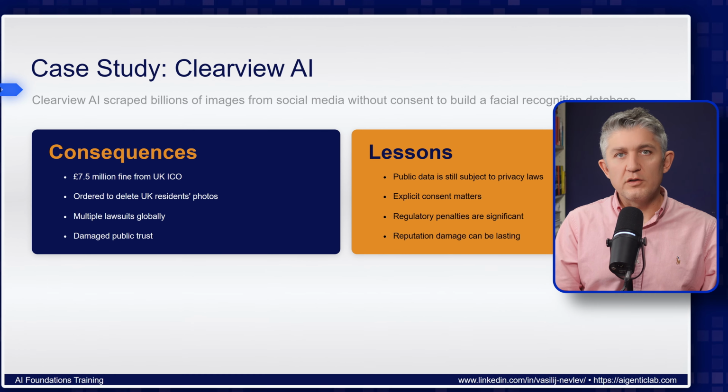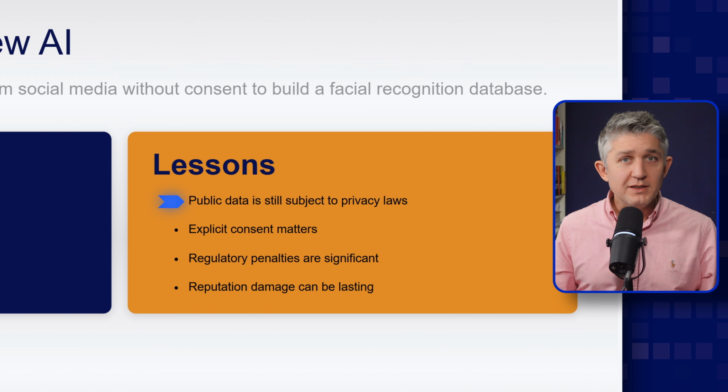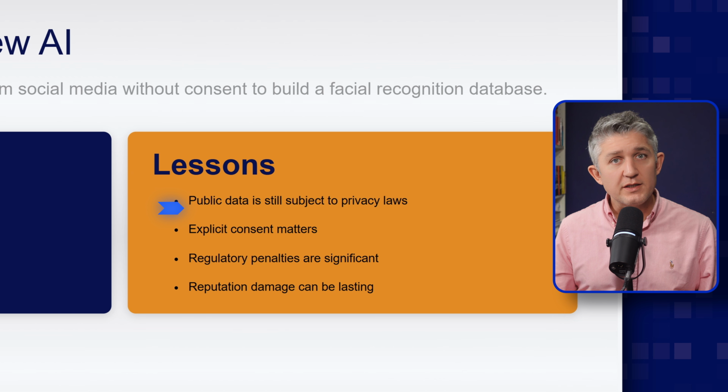Let's have a look at some real past examples. Clearview scraped billions of images from social media without consent. It built a facial recognition database from that data. Consequences were fines, orders to delete data, lawsuits, and a public backlash. The lesson: public data still has privacy rights, and consent matters. Regulatory penalties are significant and reputation damage lasts.